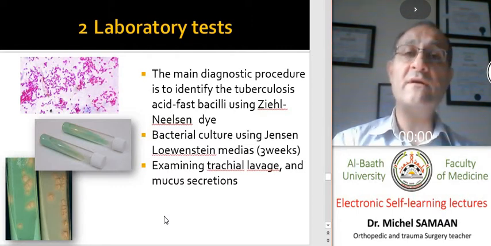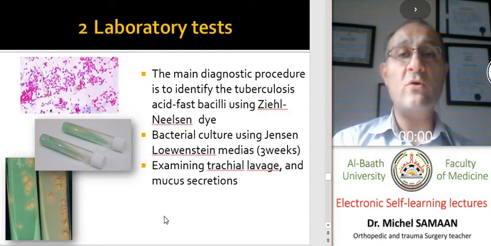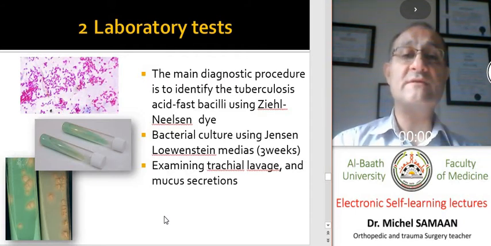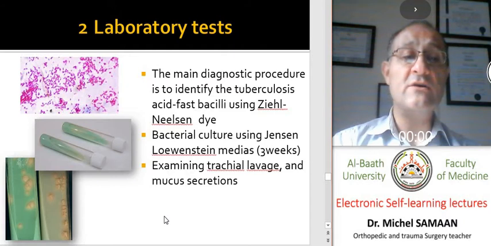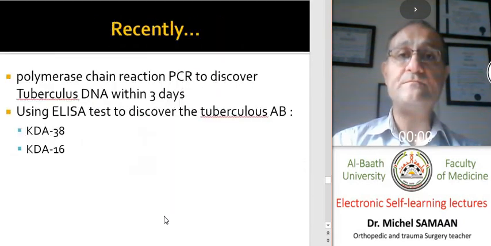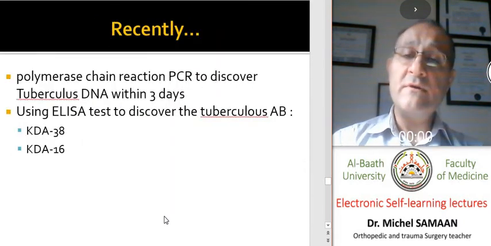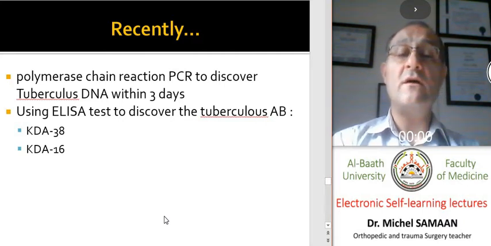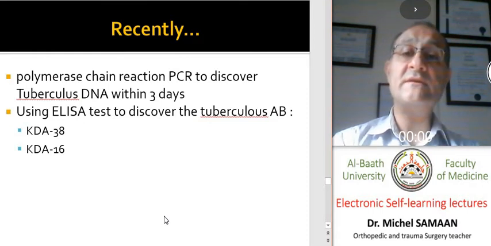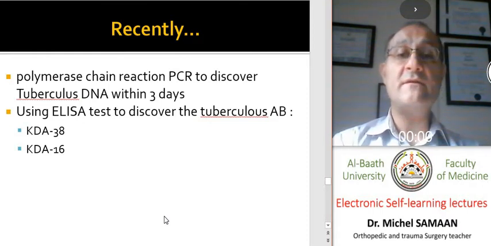We may also identify the bacilli from tracheal lavage or mucus secretions. So it's not an easy way to diagnose tuberculous infection. Recently, we may use the PCR technique or the ELISA technique by identifying antibodies such as KDA 38 and KDA 16.